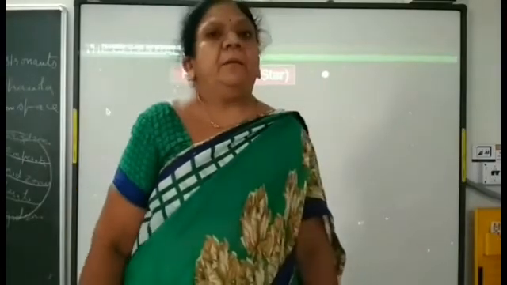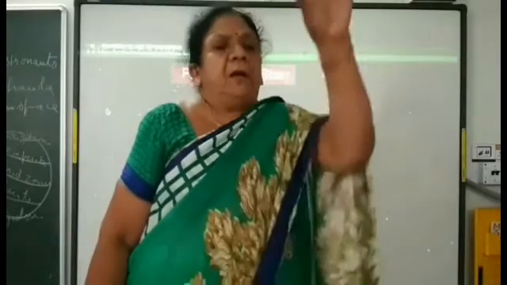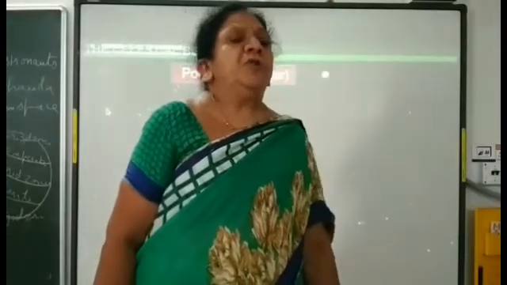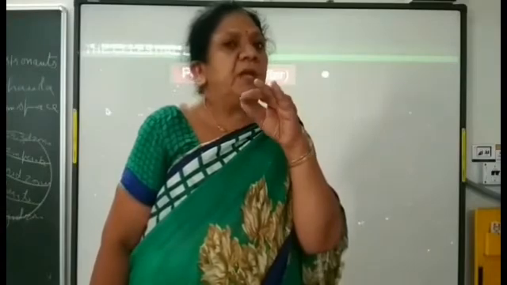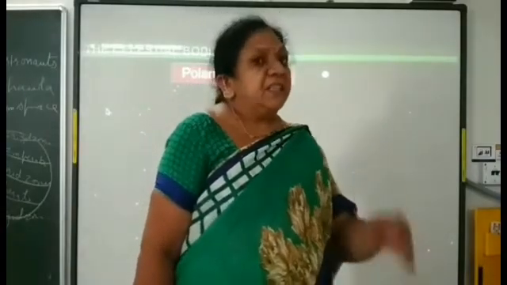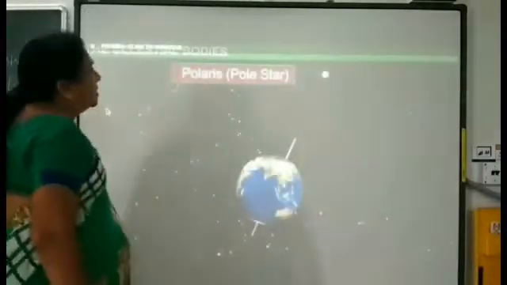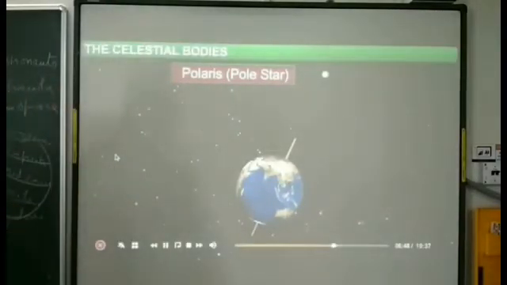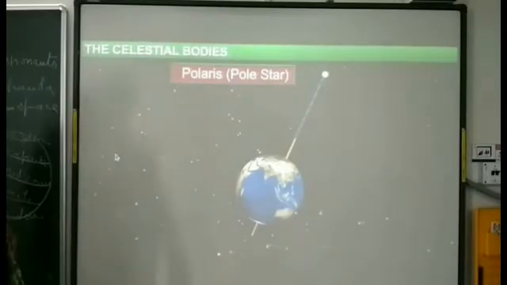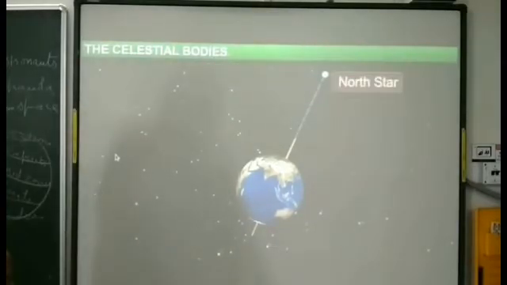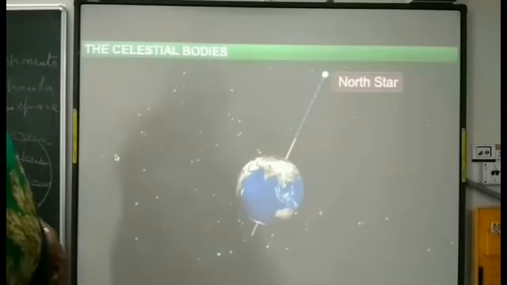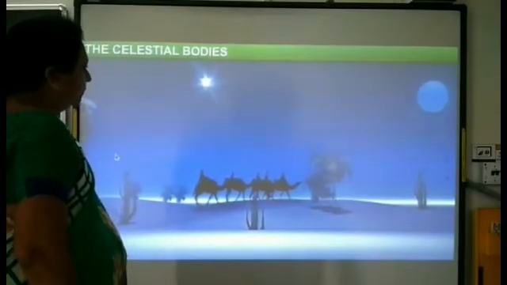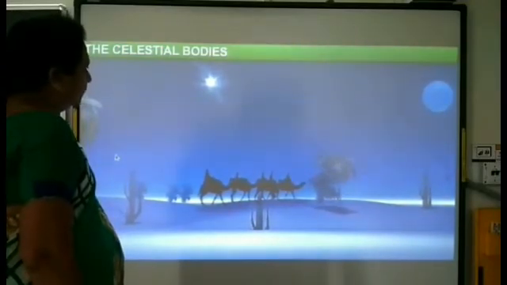When you get up at 4 or 5 o'clock, in the dark, one big star is seen, and that star is called the pole star. It remains in its position. There is no movement of this, but other stars move. So this is called the pole star. It lies above the Earth's North Pole. This is the reason why the Polaris is also called the North Star. In ancient times, people used to locate the north direction with the help of the Polaris.